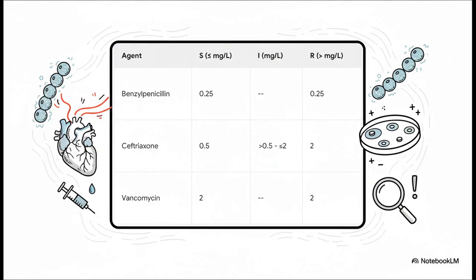And these numbers right here are what we rely on to guide therapy. This table shows the latest EUCAST breakpoints for key antibiotics against Viridans group strep. For benzylpenicillin, you can see it's a hard cutoff at 0.25. For ceftriaxone, there's that I category we just talked about for MICs between 0.5 and 2, and for vancomycin, the susceptible breakpoint is 2 or less. These numbers are the absolute foundation of our antibiogram.